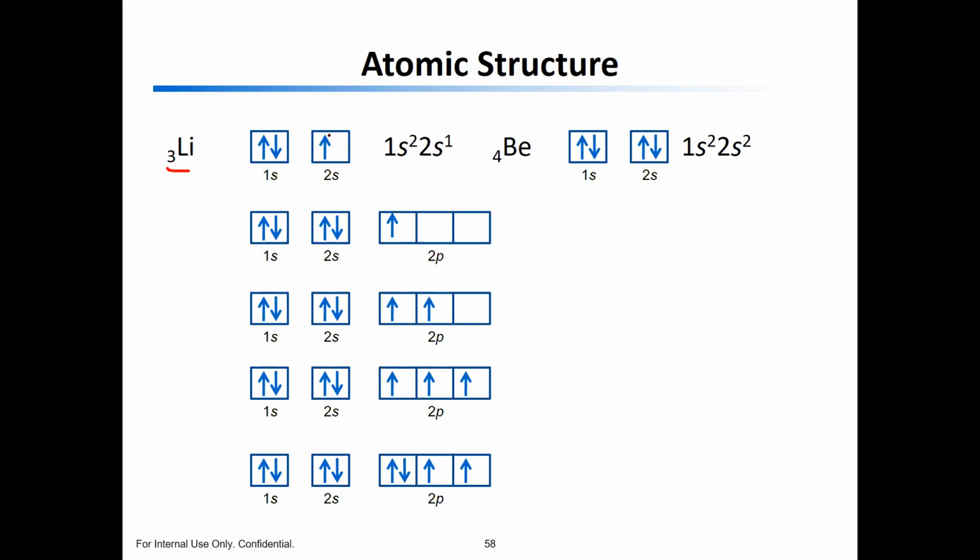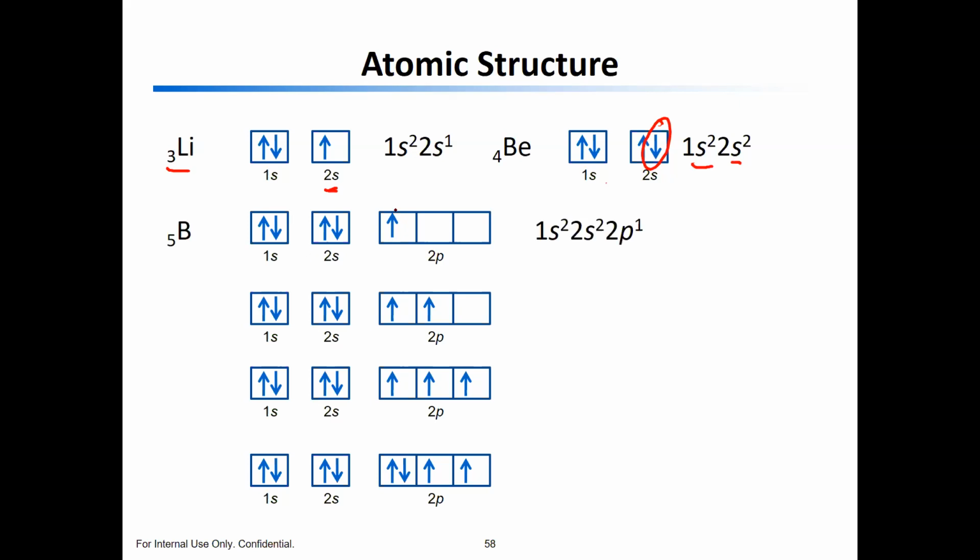Lithium, where's that 3rd electron going to go? To 2s. How about beryllium? Have 1 more electron. Where's that 1 more electron going to go? Oh, there's an empty spot there. So we got beryllium right there. 1s2, 2s2. How many total electrons does beryllium have? 4 electrons. 2 of them are going to be in this orbital, 2 of them in that orbital.